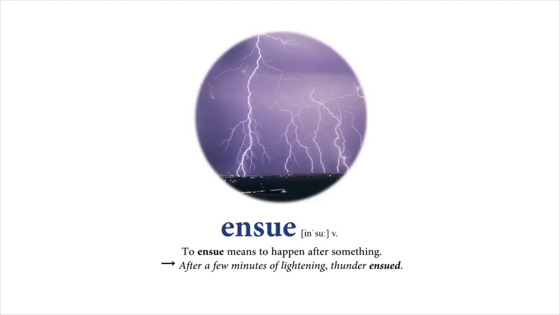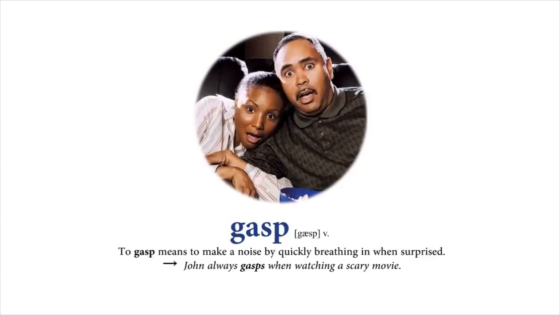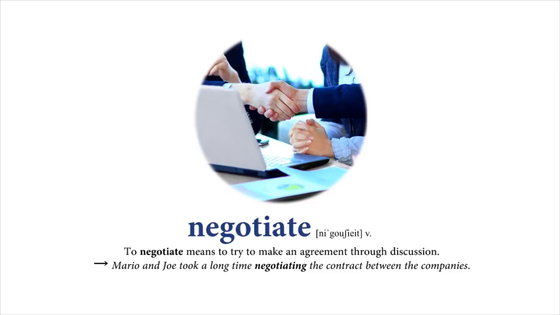Ensue. To ensue means to happen after something. After a few minutes of lightning, thunder ensued. Gasp. To gasp means to make a noise by quickly breathing in when surprised. John always gasps when watching a scary movie. Negotiate. To negotiate means to try to make an agreement through discussion. Mario and Joe took a long time negotiating the contract between the companies.